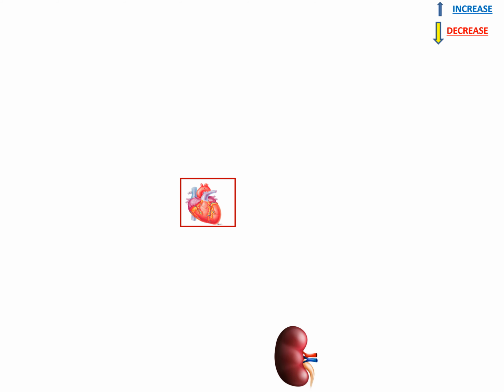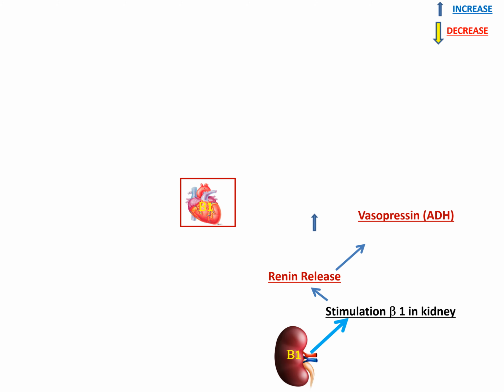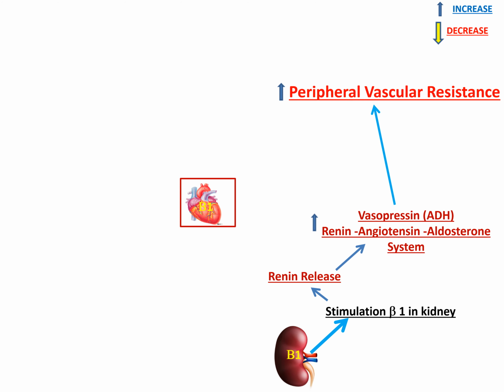In the heart and in the kidney, we have the beta-1 receptors. The stimulation of the beta-1 receptors in the kidney will release renin. Renin is going to activate the renin-angiotensin-aldosterone system, and also will release the antidiuretic hormone. The release of antidiuretic hormone and the activation of the renin-angiotensin-aldosterone system will lead to an increase in peripheral vascular resistance. Also it will lead to an increase in the stroke volume and contractility, besides an increase in the heart rate.